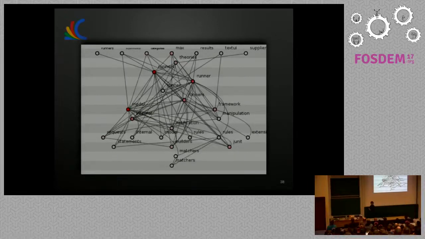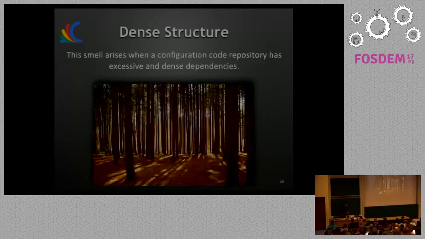This is the dependency structure of JUnit, and you can see that you can't make sense, at least immediately, of what's happening and who's depending on what. Any normal person requires some time to understand what's happening here. And probably in our projects also, if you generate a diagram like this, you will find something close to that, I'm sure. And when something like this, very dense, happens, we call it a dense structure smell.